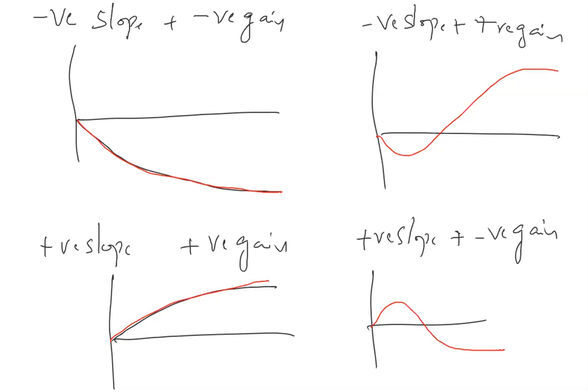Write this problem. The unit step response of the transfer function (2s minus 1) by (3s plus 1) into (4s plus 1) reaches its final steady state asymptotically after.